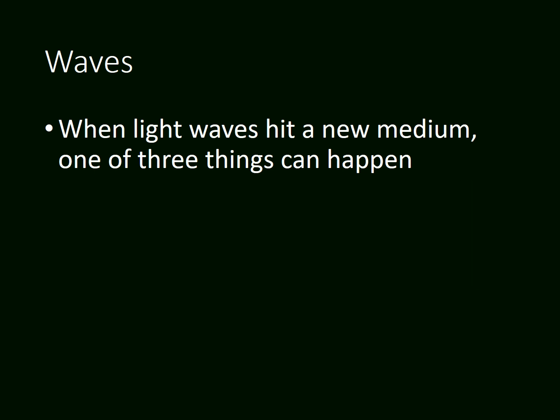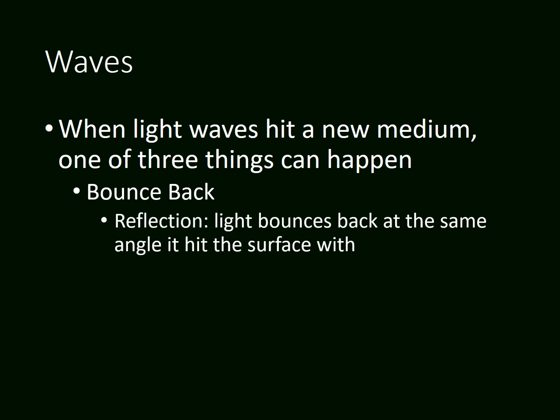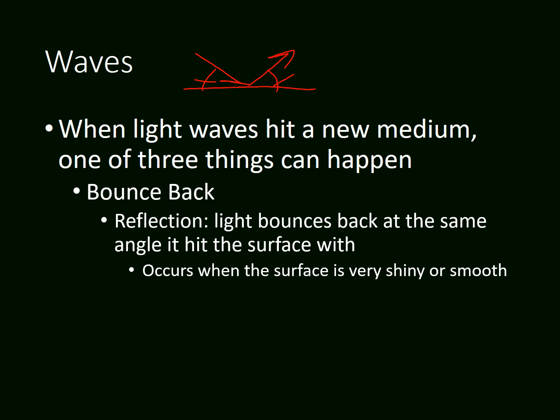Okay, the final thing that can happen when light hits a new medium is that it can bounce back. So when light bounces back, it does so in one of two ways. The first is reflection, and with reflection, the light comes in and bounces back at the same angle. So the angle in we call the angle of incidence, the angle out we call the angle of reflection, and these two angles are actually going to be equal to each other. This typically happens when the surface is very smooth or shiny, like a mirror, or the flat surface of a lake that's calm, anything where the light comes in and out at the same angle.